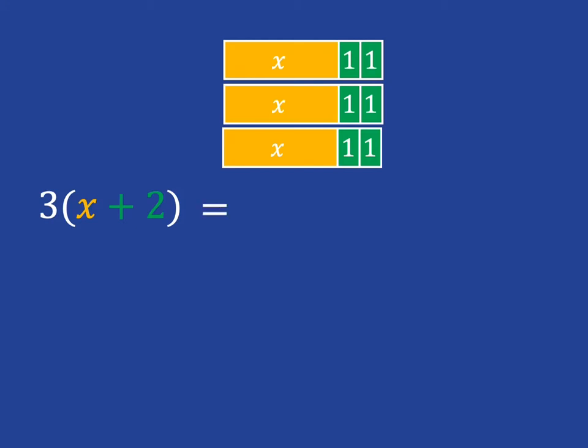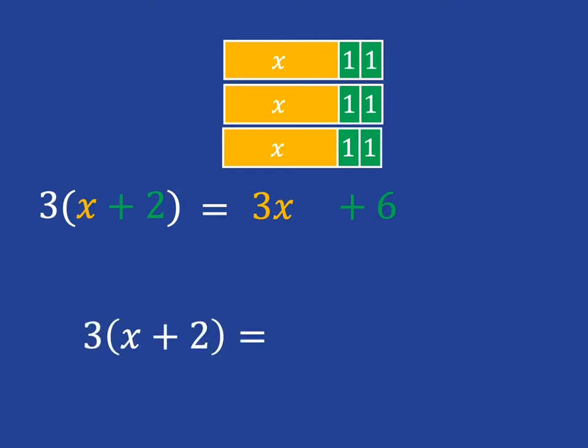We'll focus on the yellow. We can see we've got 3 x's. Focus on the green, and we can see we've got plus 6 1s. So 3 multiplied by x plus 2 is 3x plus 6.